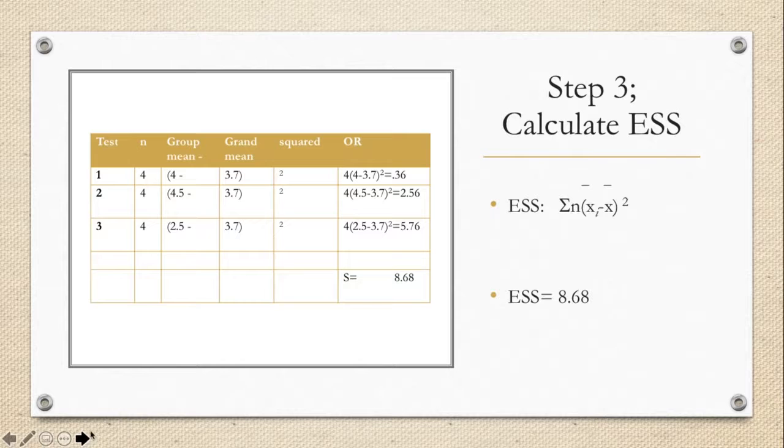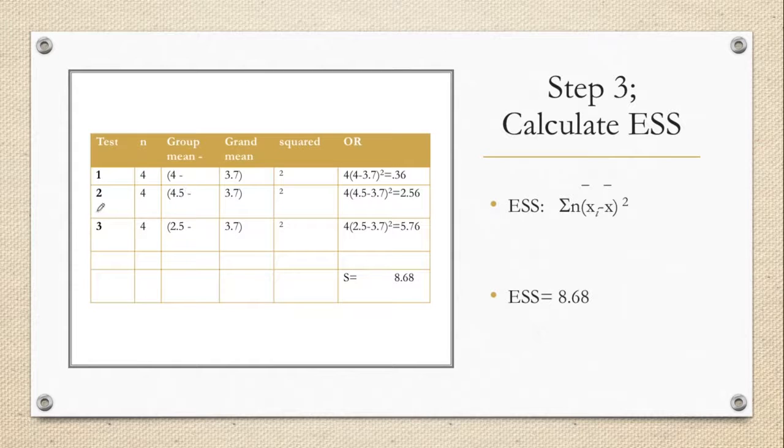Your next step is to calculate the explained sum of squares. So what you're trying to get at here is how much is explained by that independent variable. So now you're setting this up a little bit differently. For each test form, right, so this is test form number 1, you have an n of 4, that's the number of observations you have. The group mean for that test, subtracted from the grand mean, and squared.